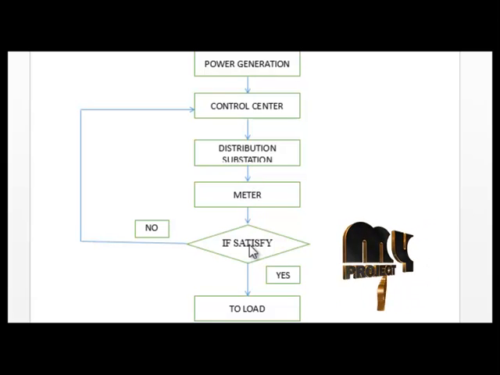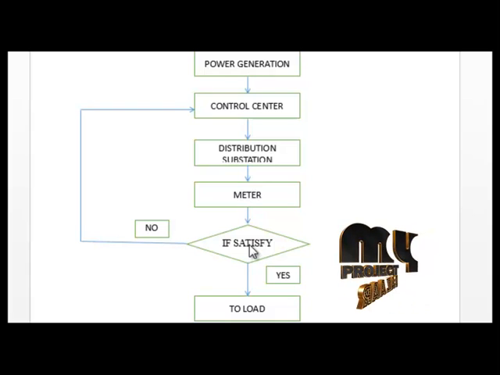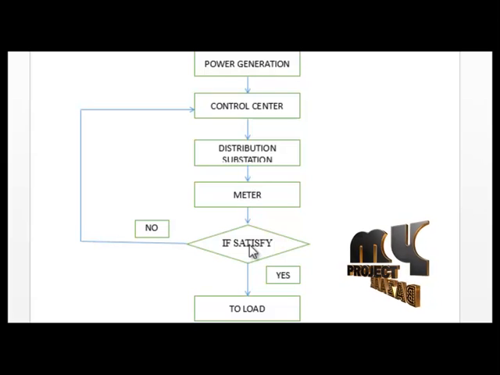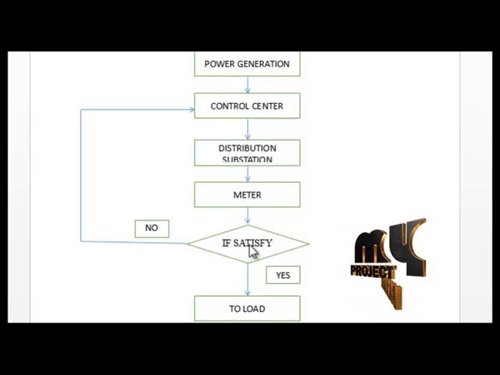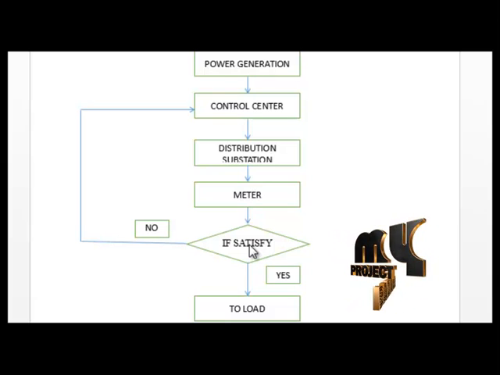If the above conditions are satisfied, that is if a fault occurs, then it displays 1. If the fault does not occur, it displays 0. If the condition is satisfied, then it's finally connected to the load. If the condition is not satisfied, it goes back to the initial process, that is the control center technique.